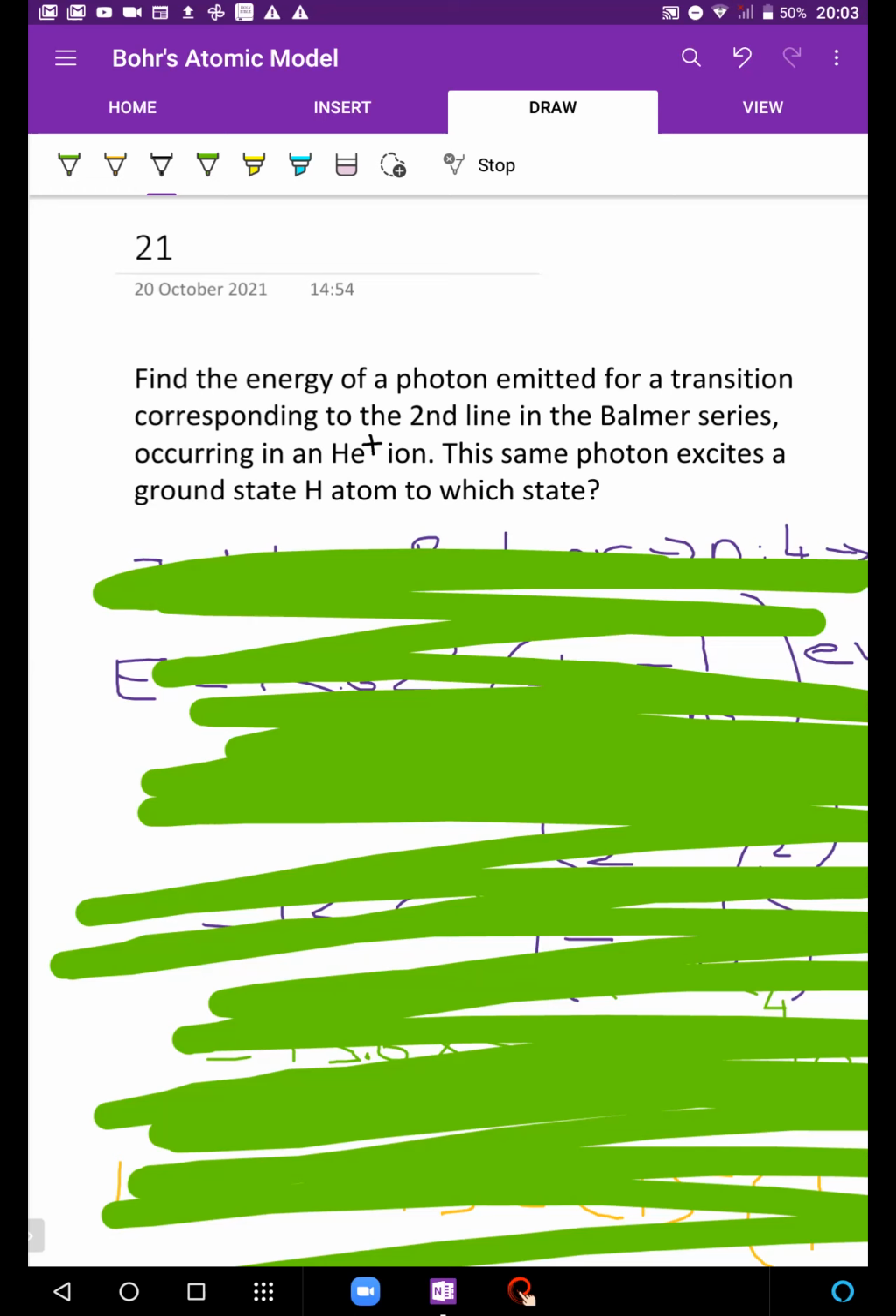No, sorry, it's not 5 by 9 into 13.6. So there is some misinterpretation of second line in Balmer. Just cross check that. 5 by 9 नहीं है. वही second line था ना इसमें.